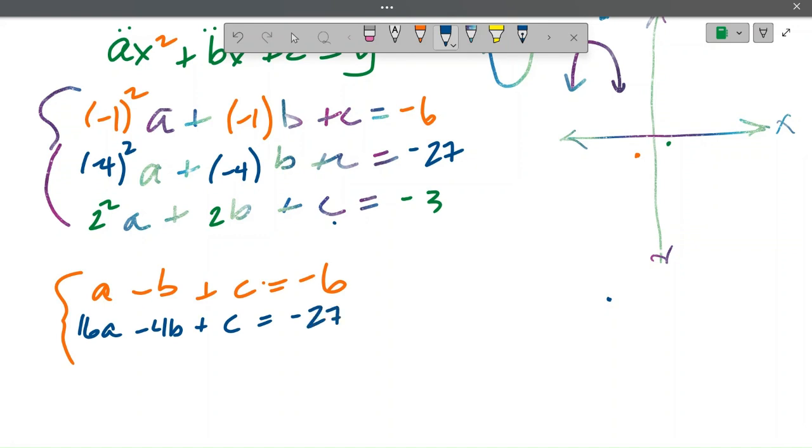And you might notice I'm trying to be very neat here because that helps us keep our work nice and tidy in math.